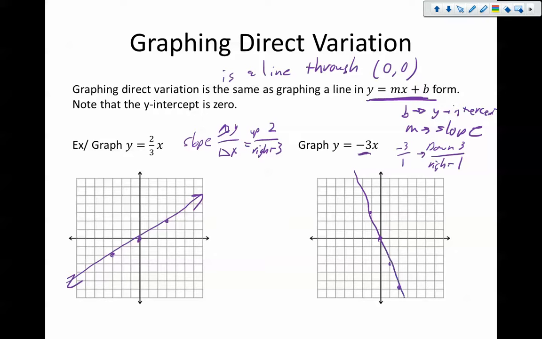It goes through 0, 0. It is direct variation because it goes through 0, 0. So there it is. I just use my slope to graph.